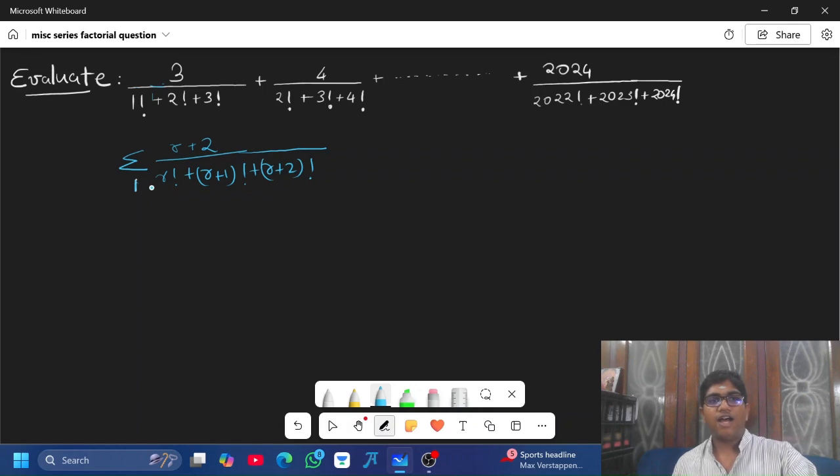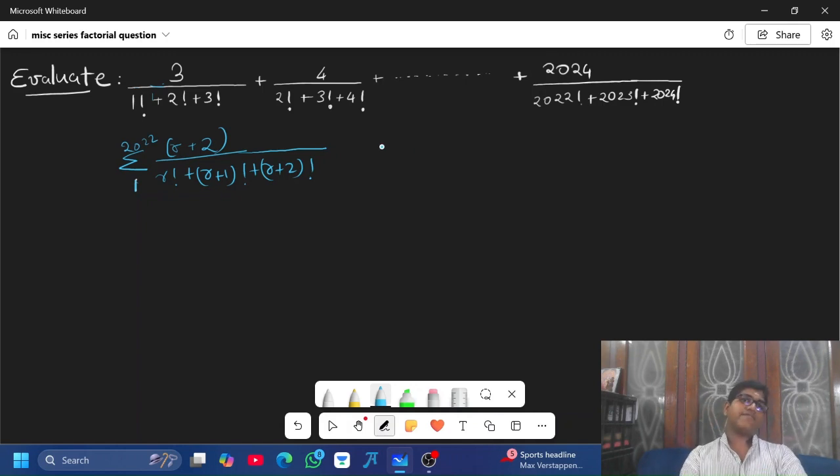If you take the first term, r is 1, so r plus 1 factorial is 2 factorial, and r plus 2 factorial gives you 3 factorial. So that is the general term, and we have to evaluate this from 1 till, since we need 2024, we will take it till 2022. I hope this is clear.